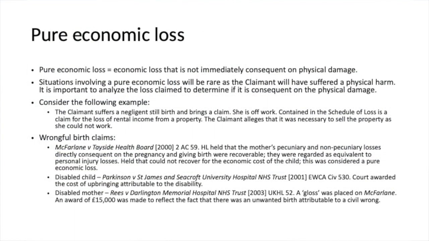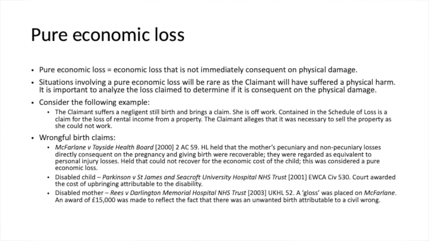So I'd say that is an example of a pure economic loss. Now, one area which you'll all be aware of where economic loss did arise as relates to clinical negligence cases was the wrongful birth claims, starting with the decision of McFarlane. So in that case, the House of Lords held that the mother's pecuniary and non-pecuniary losses directly consequent on the pregnancy and the giving of birth were recoverable. They were regarded as equivalent to personal injury losses, but they held that she could not recover for the economic cost of the child, as that was considered to be a pure economic loss.